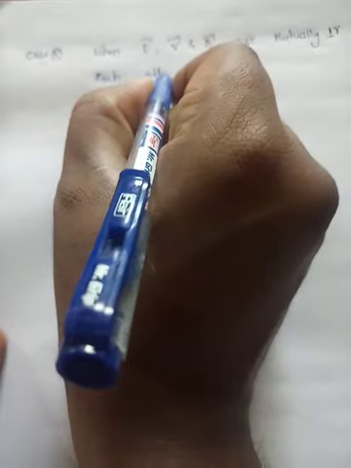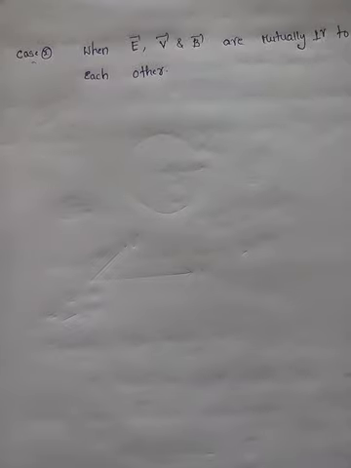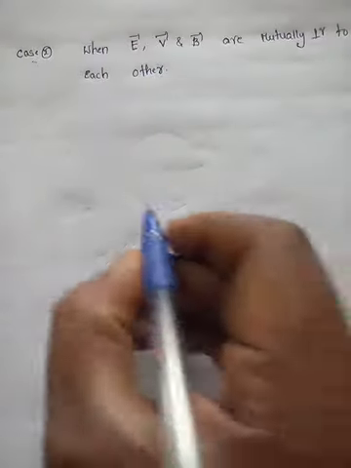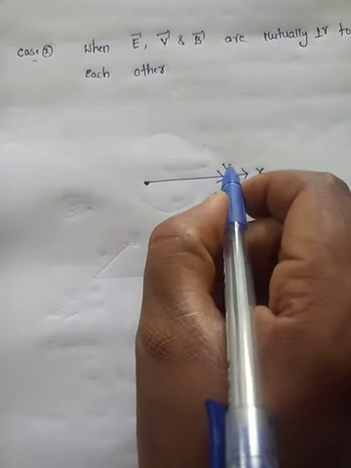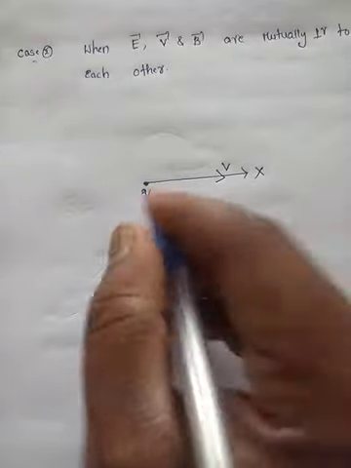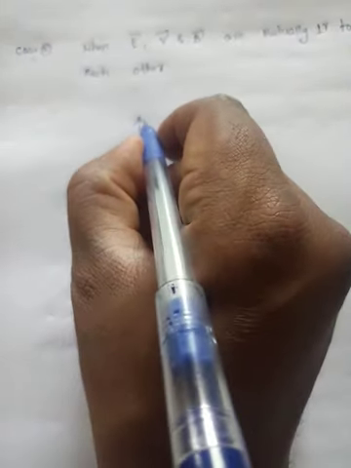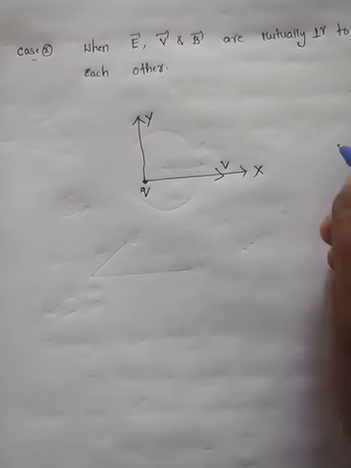Next one. When E bar, V and B are mutually perpendicular to each other. Is it right? Electric field, velocity and magnetic field are mutually perpendicular to each other. So let us take that the charge is moving with velocity along the x axis. We applied the electric field along the y axis. Is it right?